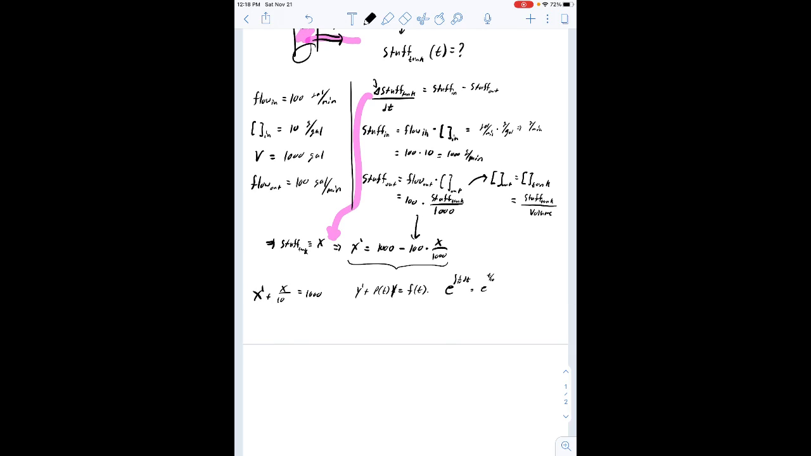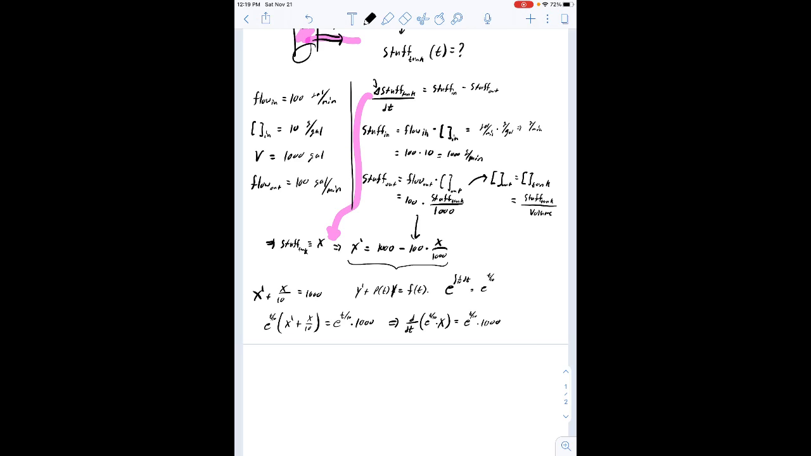So now we multiply that on each side. So e to the t over 10 times x prime plus x over 10. Okay, and then by the magic of the integrating factor method, since this is in a specific form, we know that this is actually equal to d dt of e to the t over 10 times x, which is still equal to e to the t over 10 times 1,000.